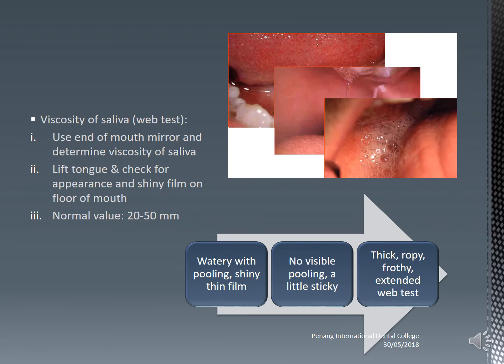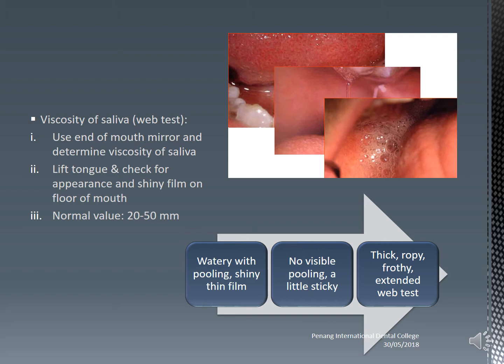Check the quality of the saliva in a patient. You just ask the patient to lift the tongue and touch the palate. Slowly the saliva forms on the floor of the mouth. If you look at the saliva forming on the floor of the mouth and on the cheek, and it appears watery with pooling and forms a shiny thin film, this is a good quality saliva. If there is no pooling and it appears a little sticky, or it appears thick, ropey and frothy, then it is a poor quality saliva.